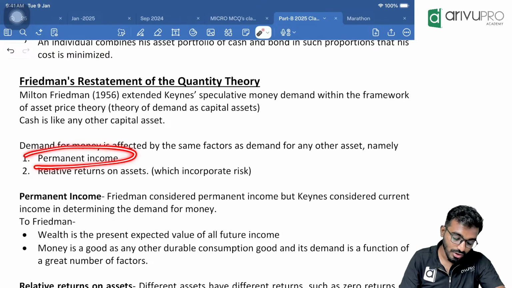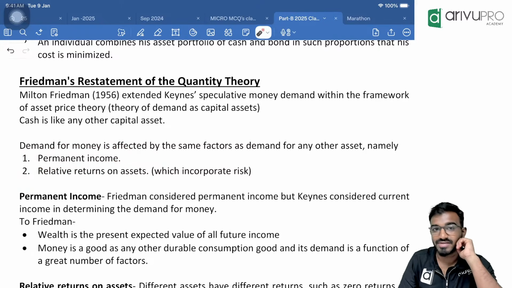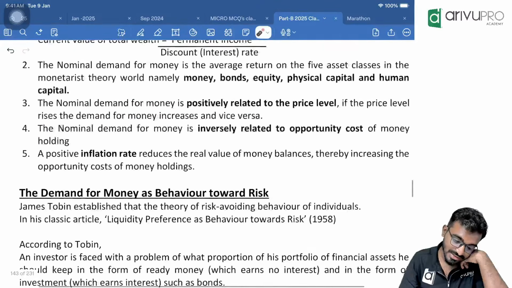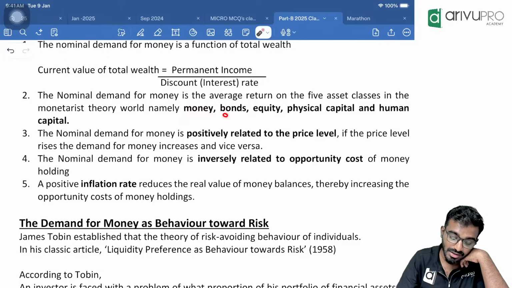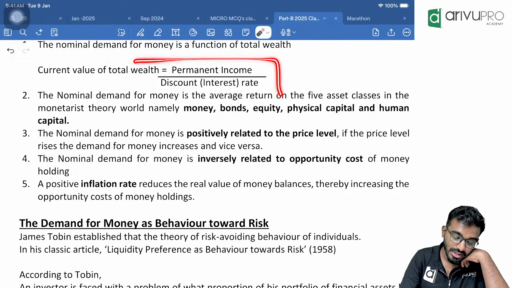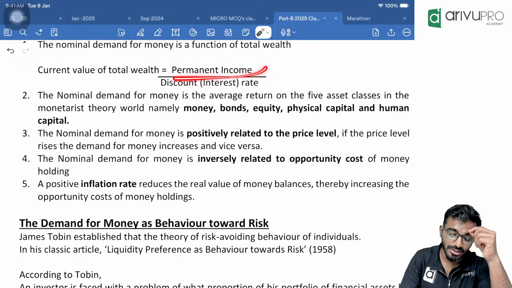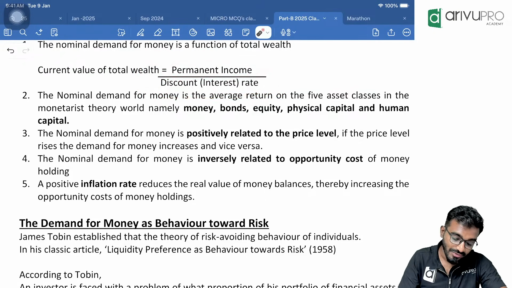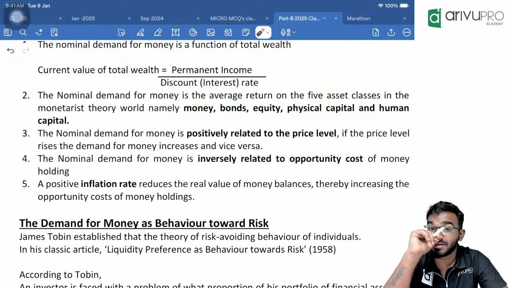See, we have to consider all our permanent income based on 5 asset classes. Which are those 5 asset classes? Money which is kept in hand, bond, equity, physical capital and human capital. And we need to bring it down to its present value. See, permanent income in future, whatever you will earn, divided by the discount rate. Same like our GDP deflator concept.